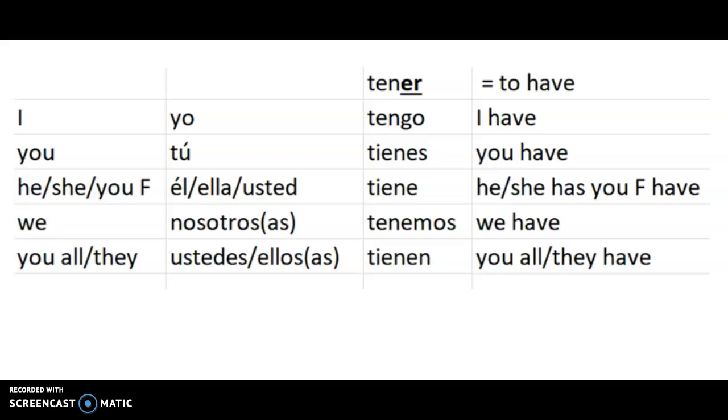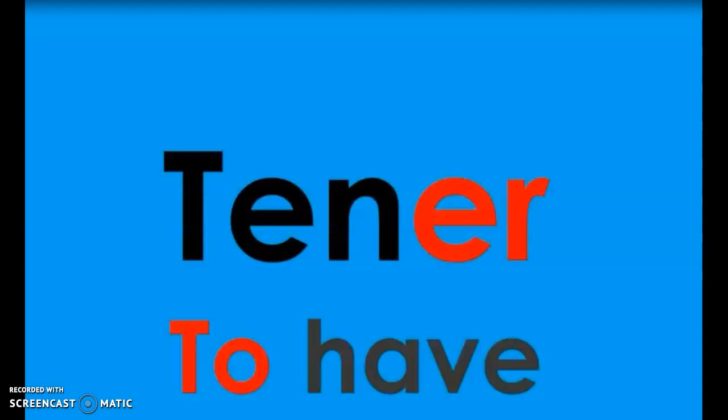And then tienen would be for you all or they. And so you all have cell phones. Ustedes tienen teléfonos, or we could use that word, ustedes tienen celulares. Okay, so once again, before I press play on a terrible song, the verb tener, to have, and the forms are tengo, tienes, tiene, tenemos, tienen.